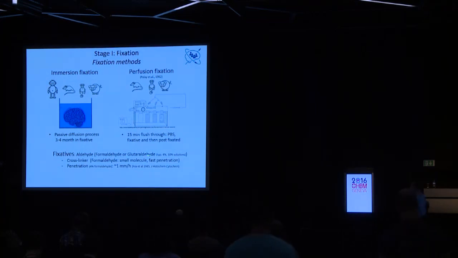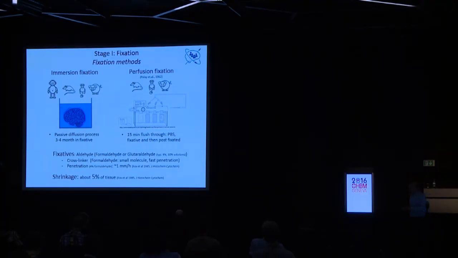The glutaraldehyde is a slower one, but depending on what kind of staining you want to do on the fixated tissue, you can combine the features of these two. The penetration of formaldehyde is about 1 millimeter per hour.